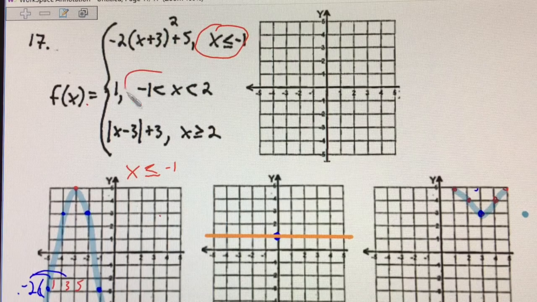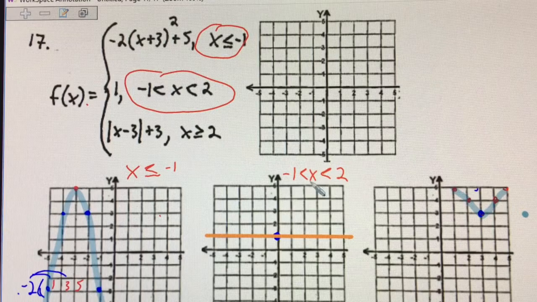The next domain restriction is going to be over here for y equals 1, and that's between x equals negative 1 and x equals 2. So between x is negative 1 and 2, not inclusive: negative 1 is less than x, and x is less than 2. The final and third domain restriction is x is greater than or equal to 2.